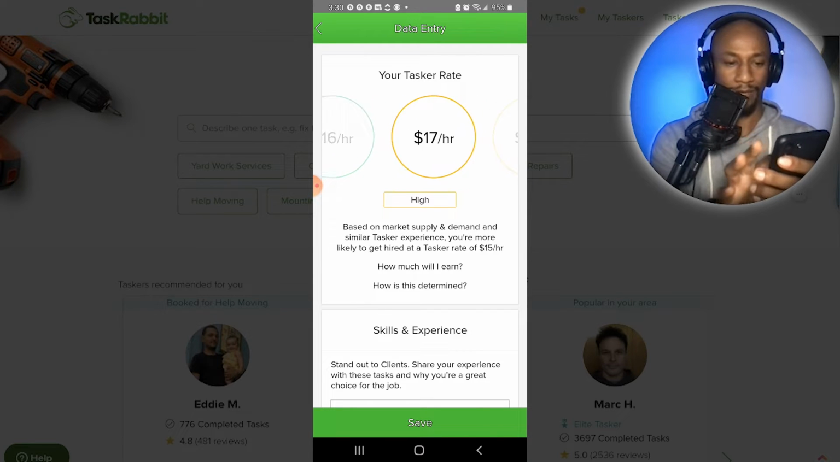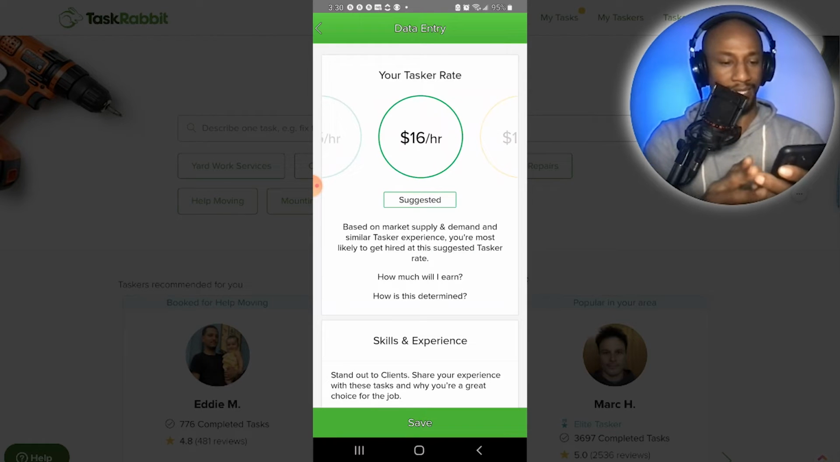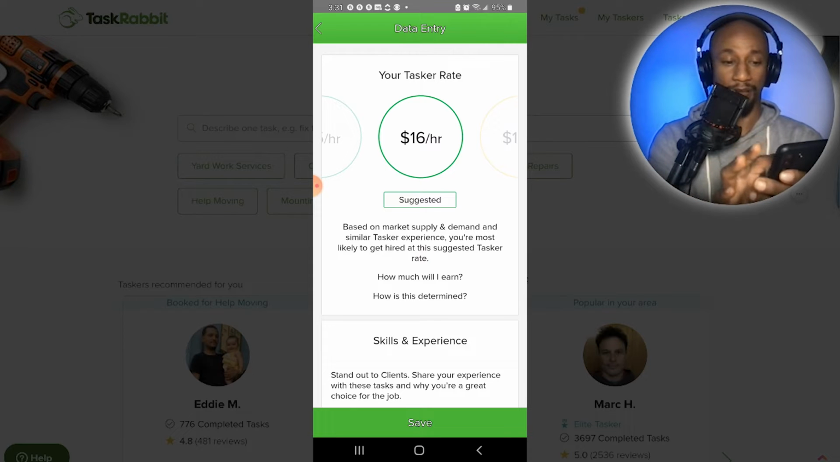If I come over to the yellow one over here, it changes to high. Looking at the suggested rate, it says based on market supply and demand and similar tasker experience, you're most likely to get hired at this suggested tasker rate. So TaskRabbit is basically saying, based off of the market that you're in, Boston, the other taskers, and your experience, I should only have my rate at $15 or $16 an hour.